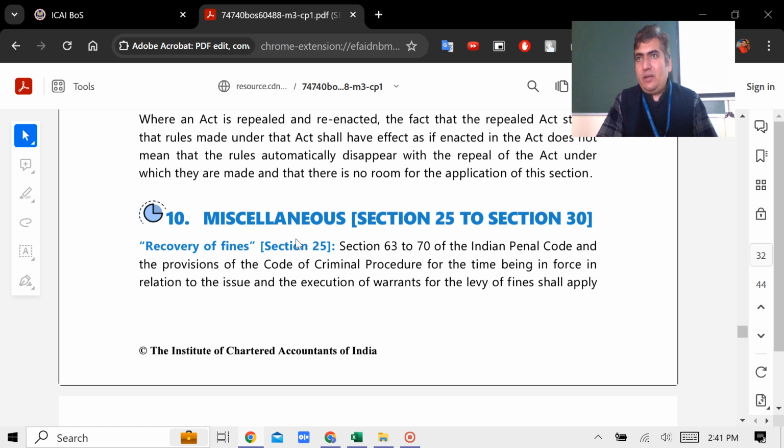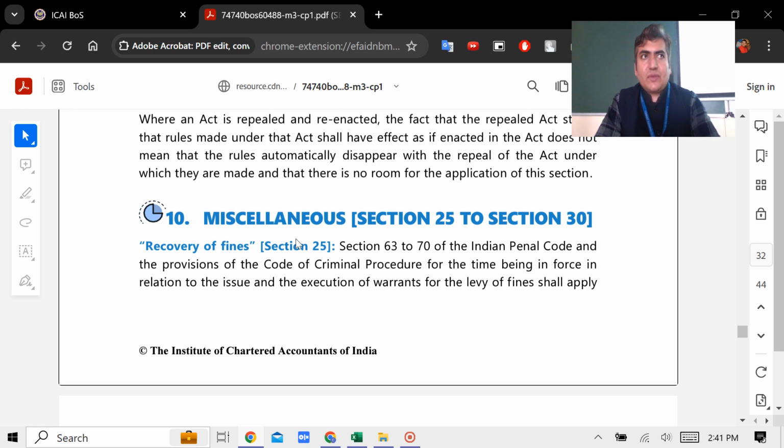ये तो गलत हो जाएगा ना भाई. And therefore, what is written under section 25 is that if your act is silent about the fine, sections 63 to 70 of the Indian Penal Code will be applicable, which provide the fine and the penalty under certain crimes. Do you understand what I am saying? For example, if fraud is not mentioned in the Indian Contract Act, like, what is the punishment? The punishment mentioned under the Indian Penal Code will be applicable as it is.